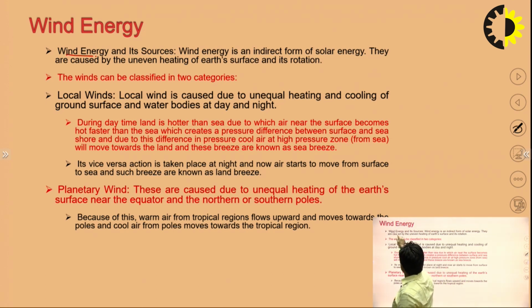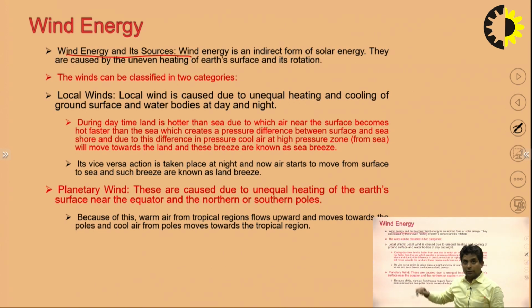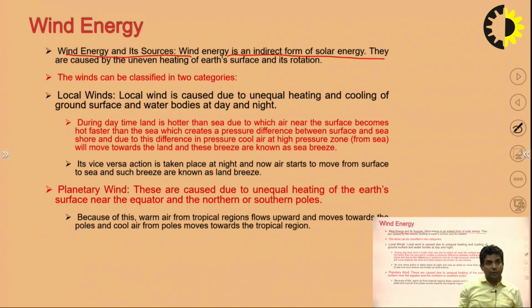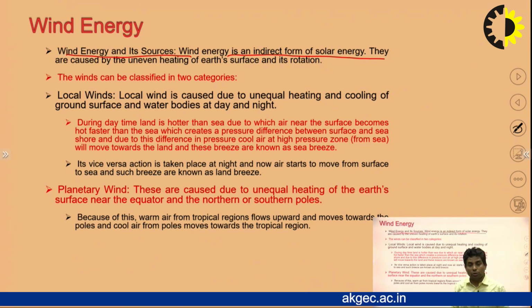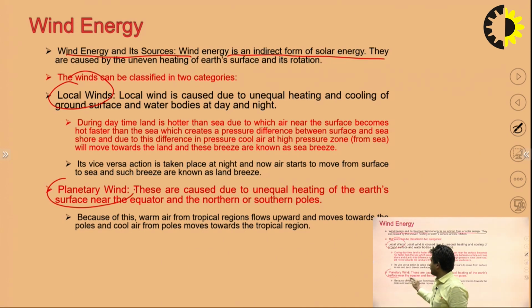So now, wind energy and its resources. Basically we know that wind is an indirect form of solar energy. Winds are caused by the uneven heating of the earth's surface and its rotation. So definitely that is an indirect source of solar energy. Winds can be classified into two categories: the first one is local winds and the second one is planetary winds.